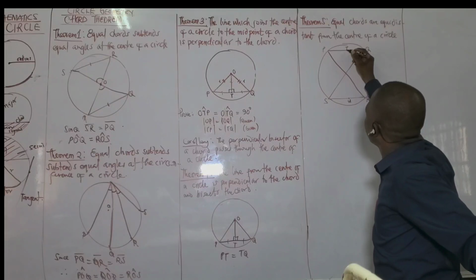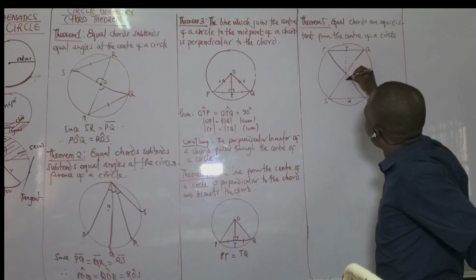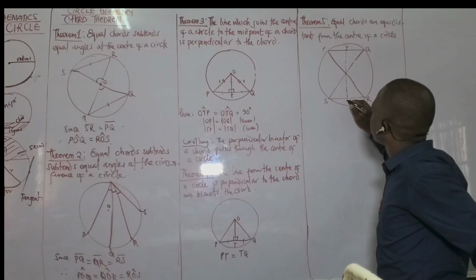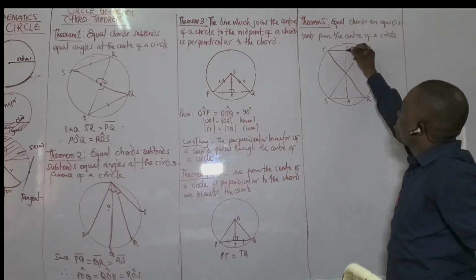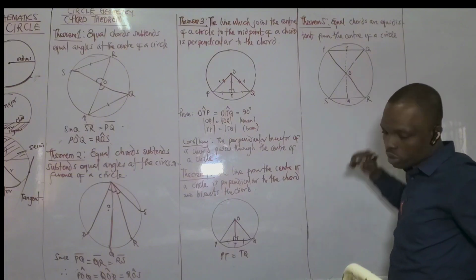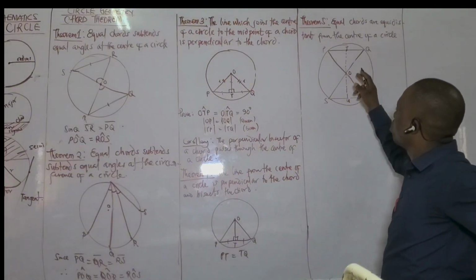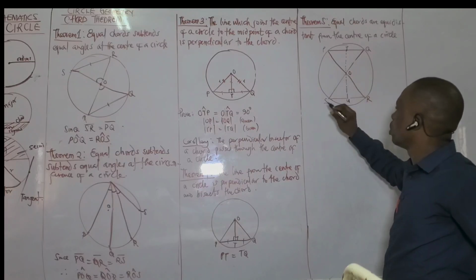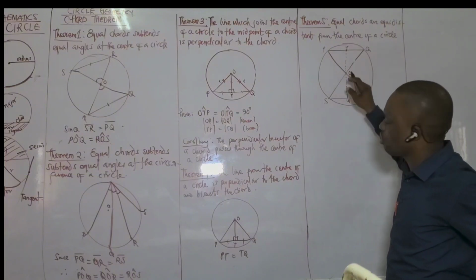By the time we draw the point of it, let's call this I. So the distance between TO is the same distance as OU, or the distance between OT. The distance of OT is the same thing as the distance of OU.